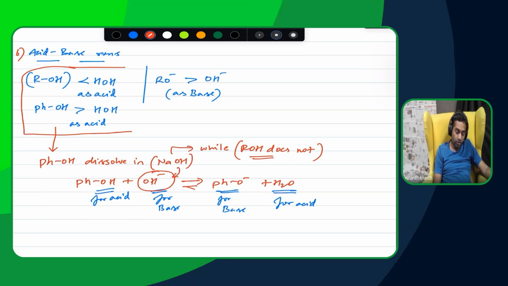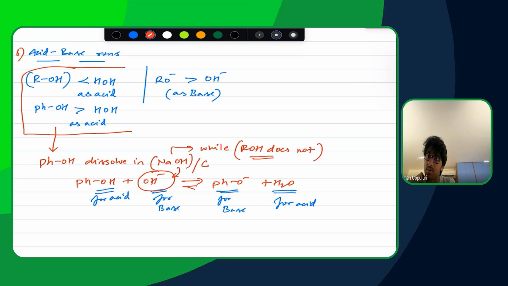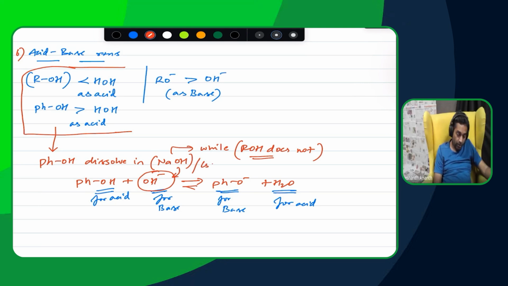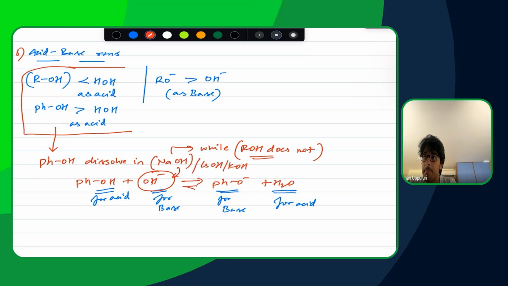Basically, instead of NaOH, what else can I use? Any other OH minus type base I can use. KOH, Ca(OH)2 are also perfectly acceptable. But I can't use something which is a non-OH minus type of base. Like ROH we can't use.